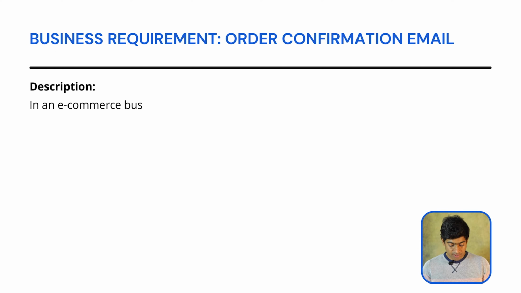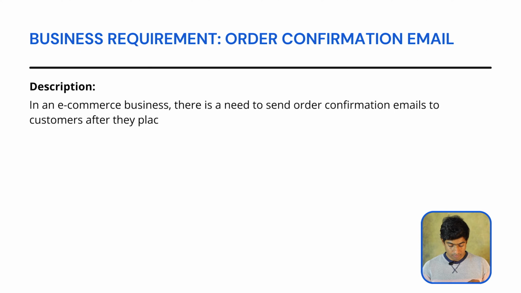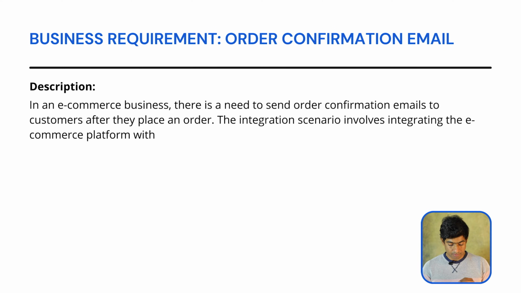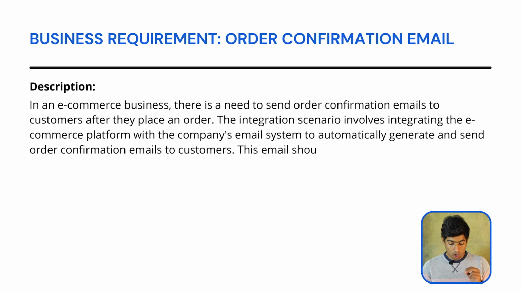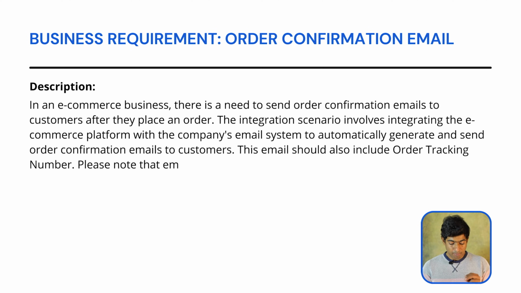In an e-commerce business, there is a need to send order confirmation emails to the customers after they place an order. The integration scenario involves integrating the e-commerce platform with the company's email system to automatically generate and send order confirmation emails to customers. This email should also include the order tracking number. Please note that the email should only be sent when the customer opted for email notifications.